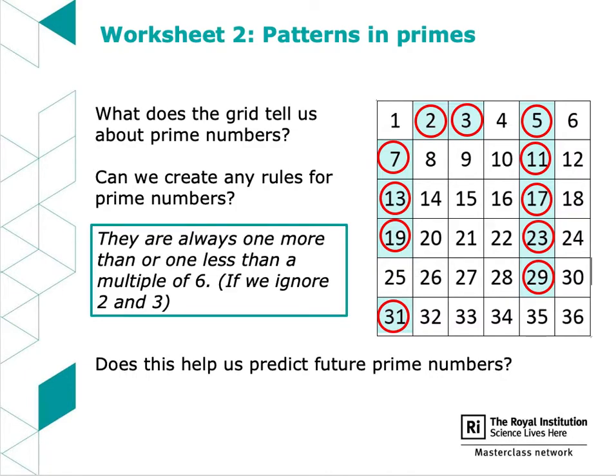What do all the prime numbers have in common, apart from 2? That's right, they're all odd. If the prime numbers only appear in these 2 columns, ignoring 2 and 3, we might predict that this rule holds for larger prime numbers. What is the relationship? Well, we put them on a grid of rows of 6 for a reason. They are always one more than or one less than a multiple of 6.